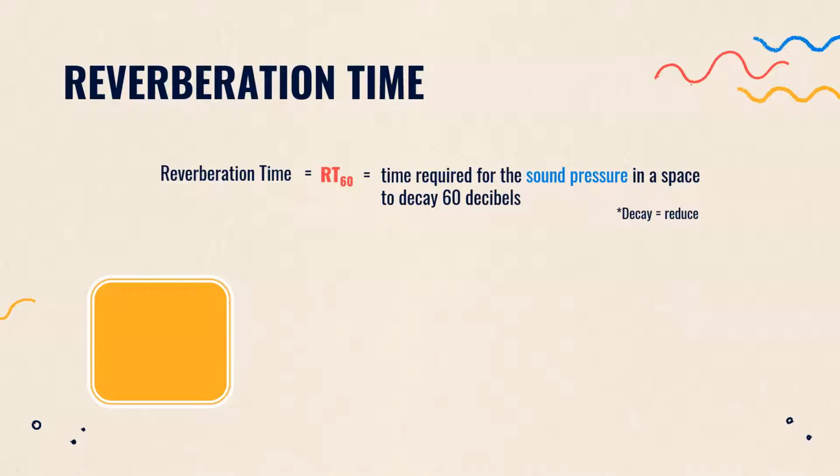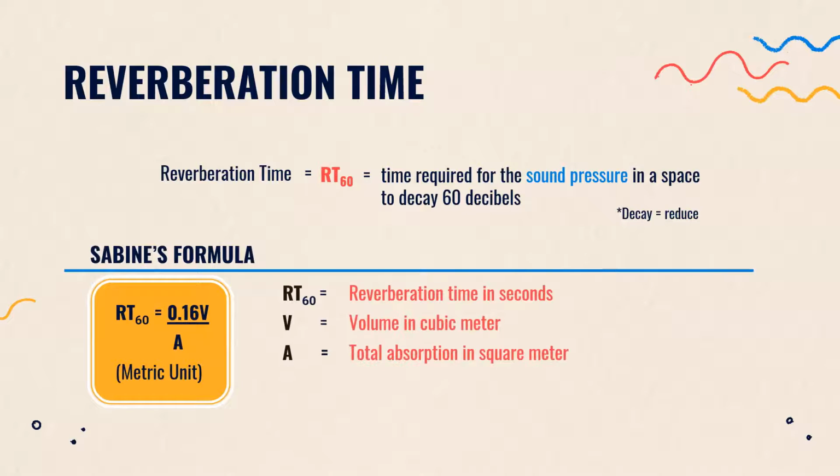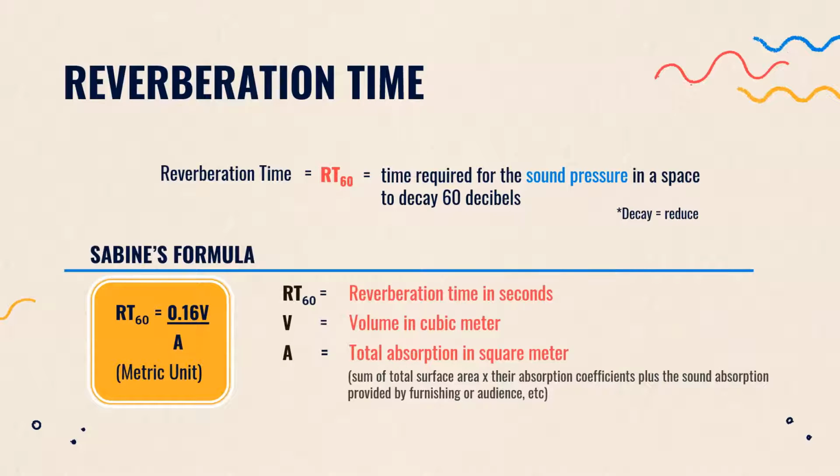So to calculate reverberation time, we can use Sabine's formula, where RT is the reverberation time in seconds, V is for volume in cubic meter, and A is total absorption in square meter. So for A, you have to take the sum of total surface area times their absorption coefficient plus the sound absorption provided by furnishing or audience. By furniture, okay? By furniture or audience.